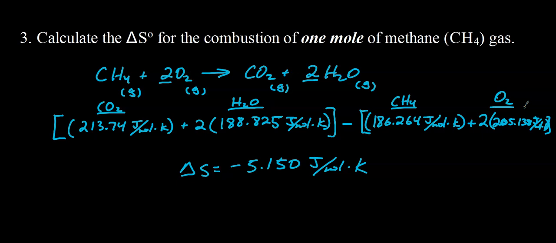So we end up with negative delta S, so that means that entropy is decreasing, but it's really small, 5.150 joules per mole Kelvin. Again, why is it 3 digits after the decimal? Actually, I think it should be 2 digits after the decimal, right? Our least precise number there is 213.74. So I was just copying my notes from earlier. So this might be a better answer. We'll want to talk about this in class. I think that should be good. Negative 5.15 joules per mole Kelvin.